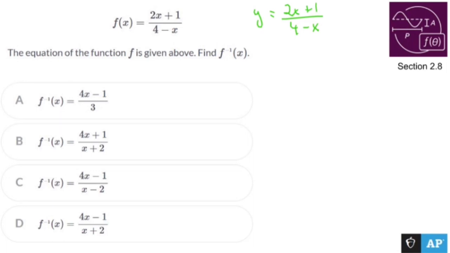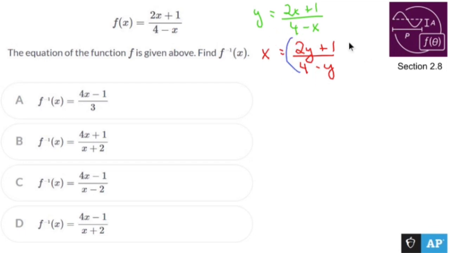Step number one is swap your x and your y values. Okay, swap your x and your y values. So you're now at x equals (2y plus 1) over (4 minus y). Now you solve for your new y. Remember, when you have inverses, you flip-flop the x and the y.